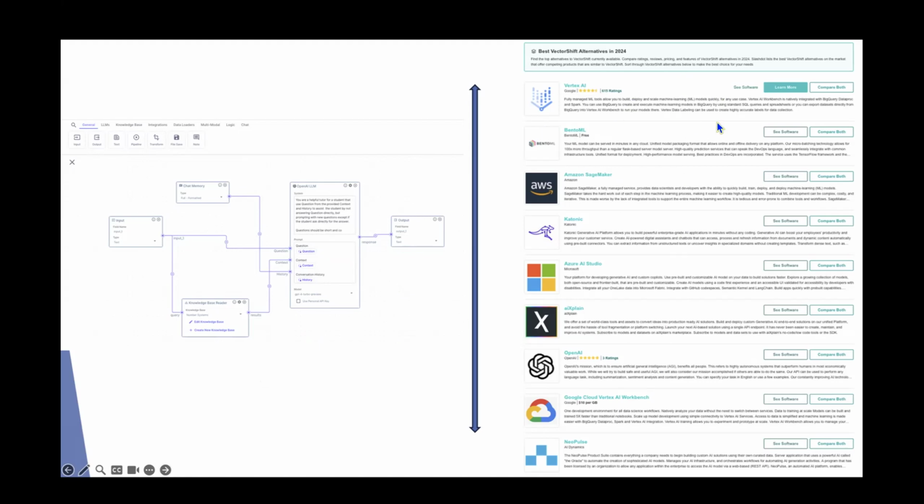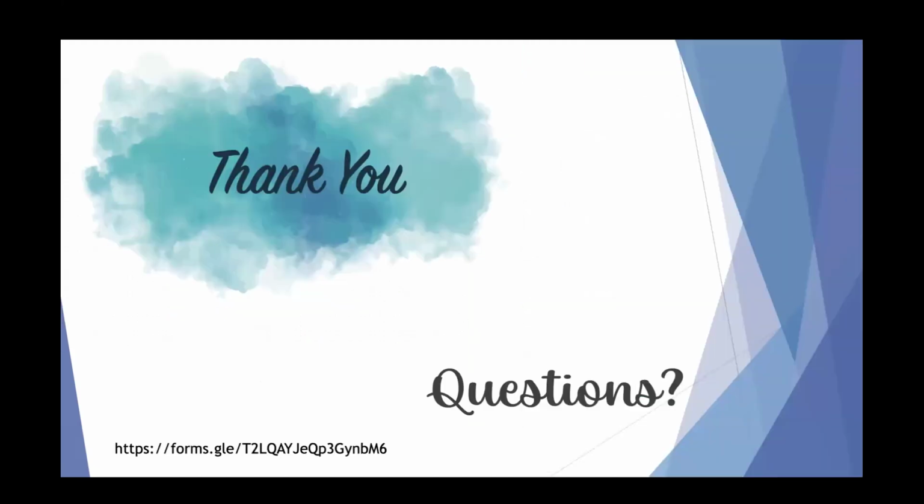Now, you can just see on the right-hand side, right? So we've got Vertex AI, Bento ML, Amazon SageMaker, Ketonic, and so on. All of these environments are basically no-code, low-code environments that allow for rapid AI development. Again, that's basically it from my side.